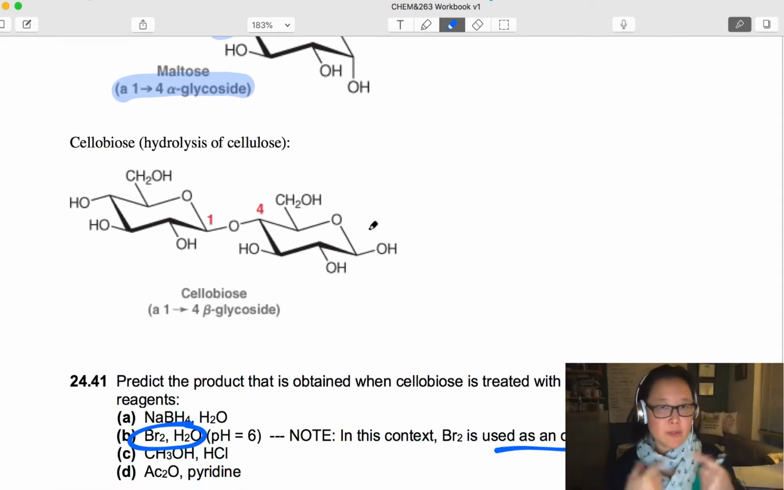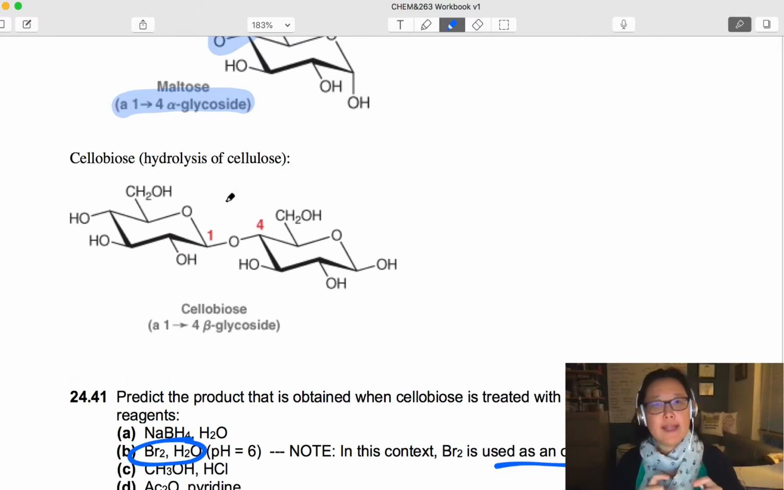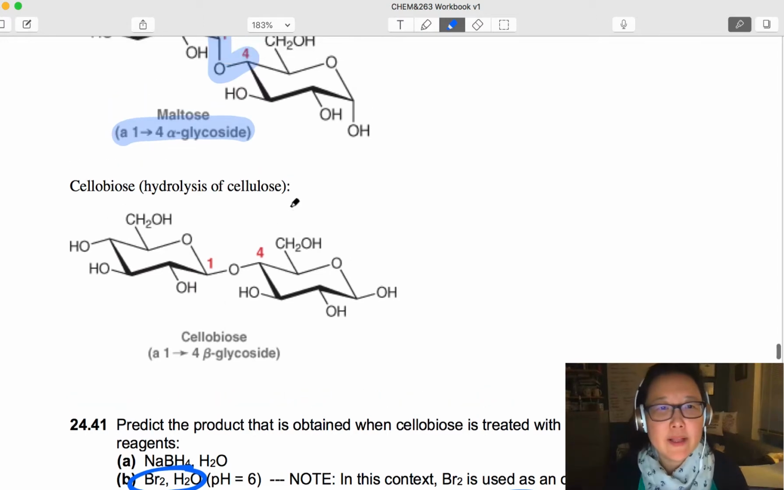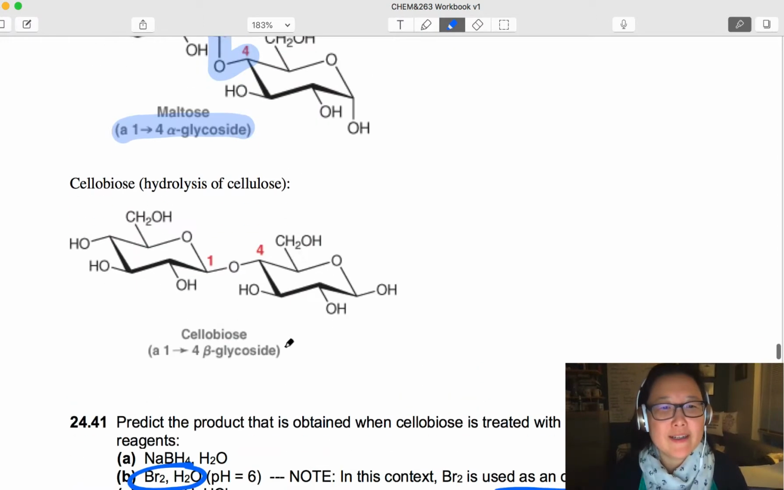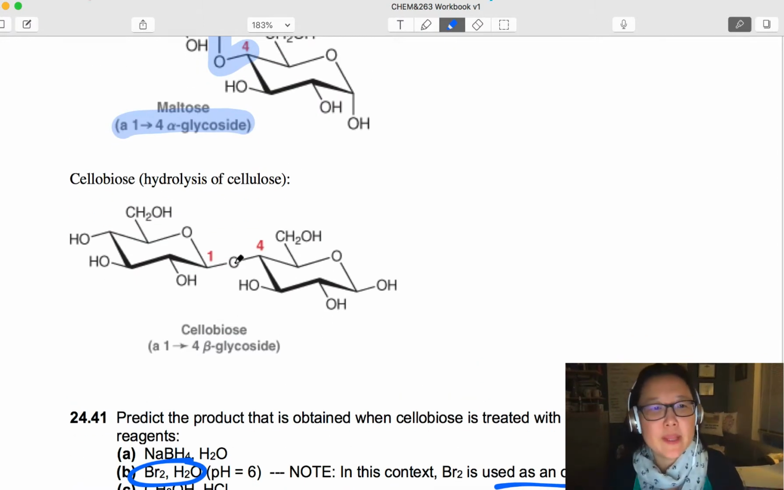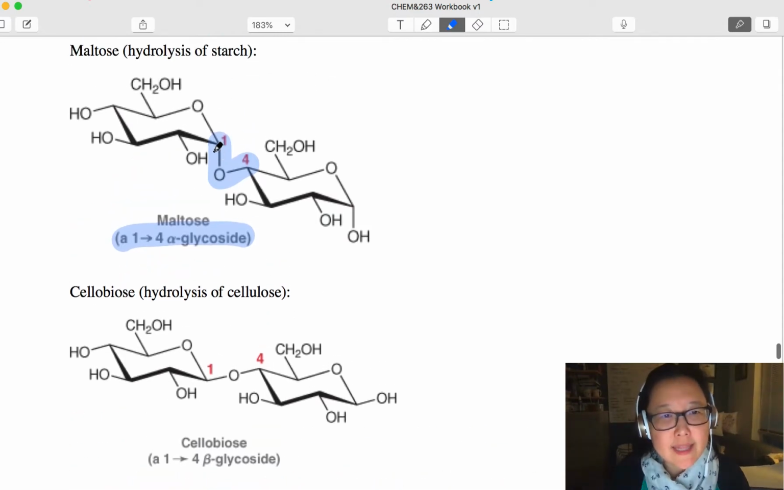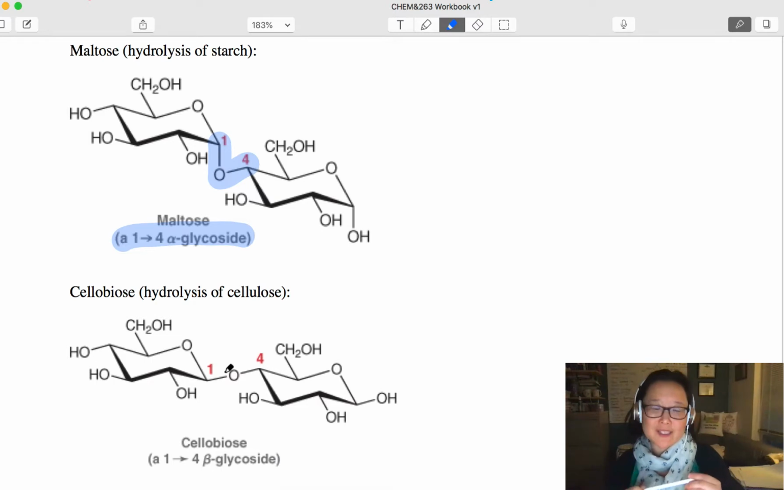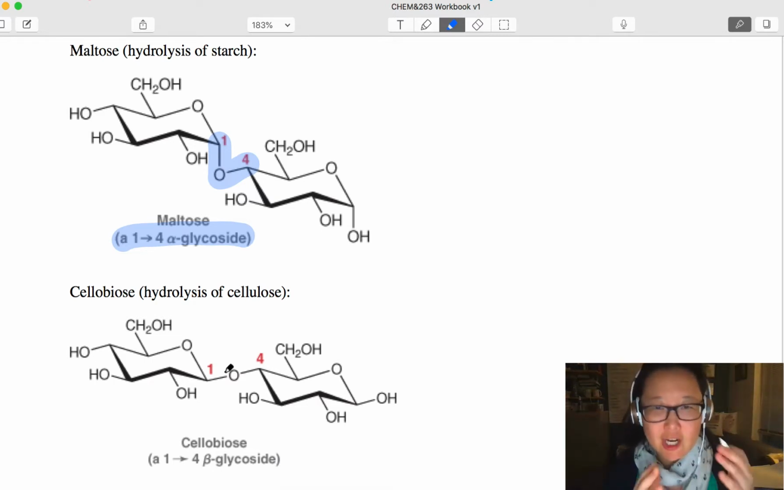Now, cellulose we can't digest. Cellulose has a different kind of bond that enzymes cannot digest for us. The enzymes that break these apart do not break those apart. The only difference is that this is alpha, whereas this is beta. So in cellulose, they're beta linkages that our enzymes aren't good at chopping down.